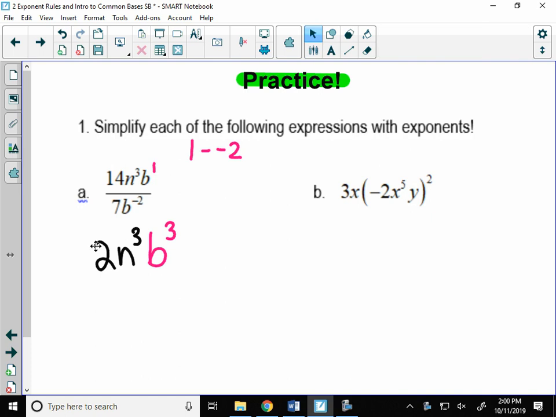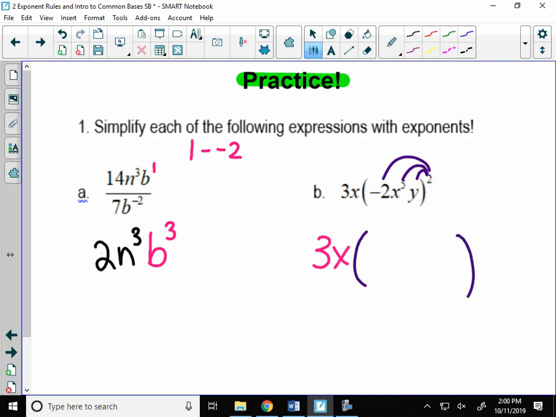B is a little bit different. I'm going to start by getting rid of those parentheses. I'm going to, what we say, distribute the negative 2 to each part of the expression. Okay, the 3x stays the same. Now, when I multiply here, negative 2 squared is positive 4. X to the 5th squared is x to the 10th, y squared.